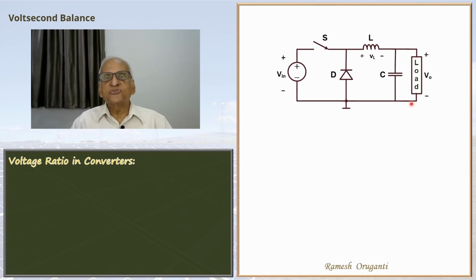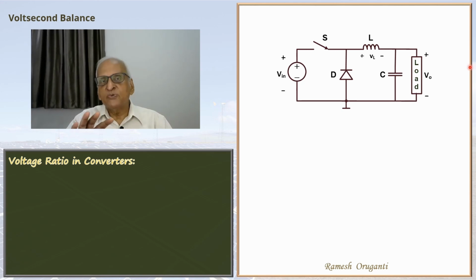We know that the switch is closed and opened at a duty cycle, let's say D. Let's say the switch is on, taking this as the common point. This side of the inductor is connected to Vin and this side of the inductor is connected to V0. So when the switch is on, the voltage across the inductor VL will be Vin minus V0. And when the switch is off, the inductor current freewheels through the diode, and if we neglect the diode voltage drop, then V0 will be applied to the inductor L in the reverse direction. That means inductor voltage VL will be minus V0.